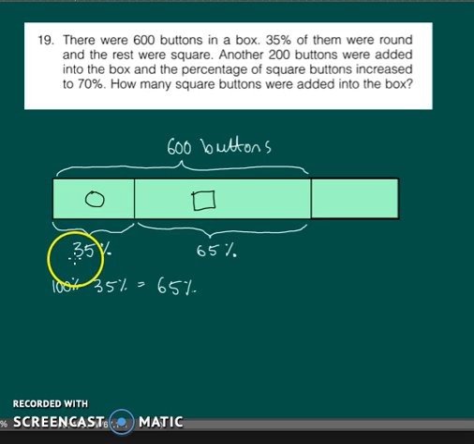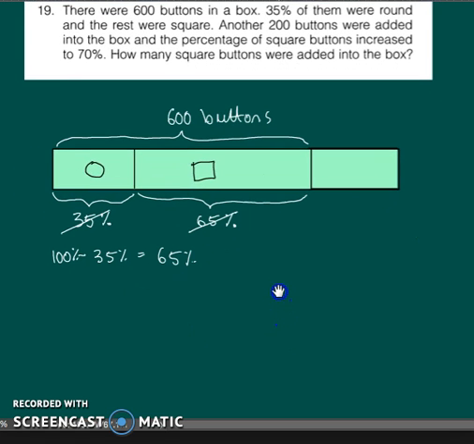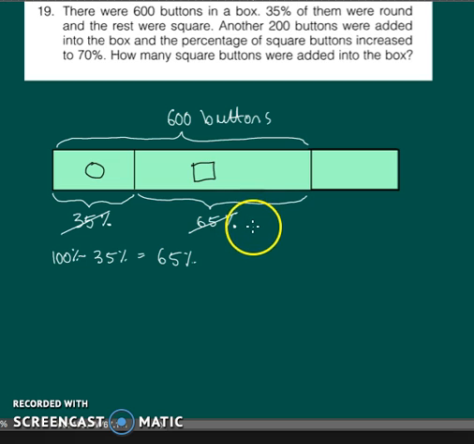And I'm going to cross out these percentages because they are no longer valid in the context of the entire box, because percentages are meant to represent the entire thing. And these percentages no longer consider that we now have another 200 buttons. So 200 more buttons. How many buttons do we have altogether now? Well, 600 plus 200 gives us 800.